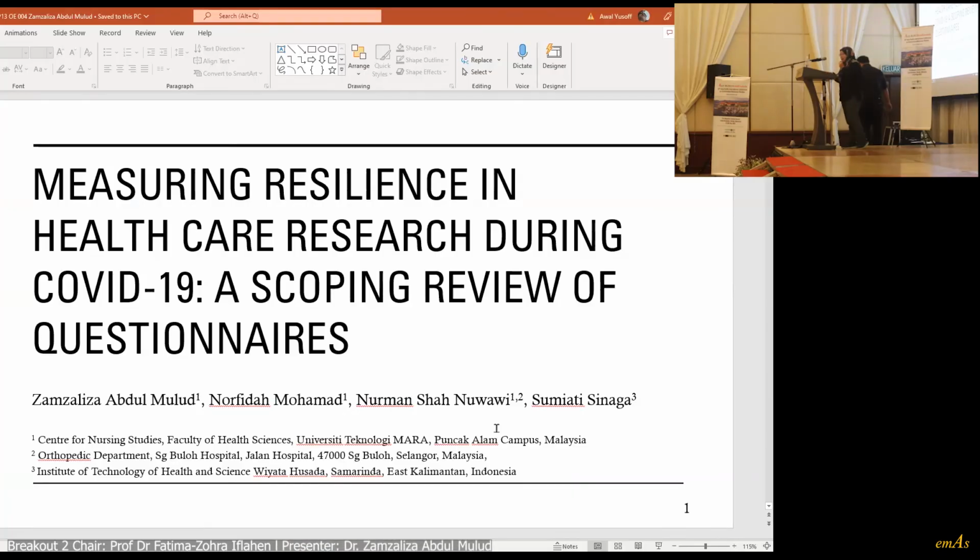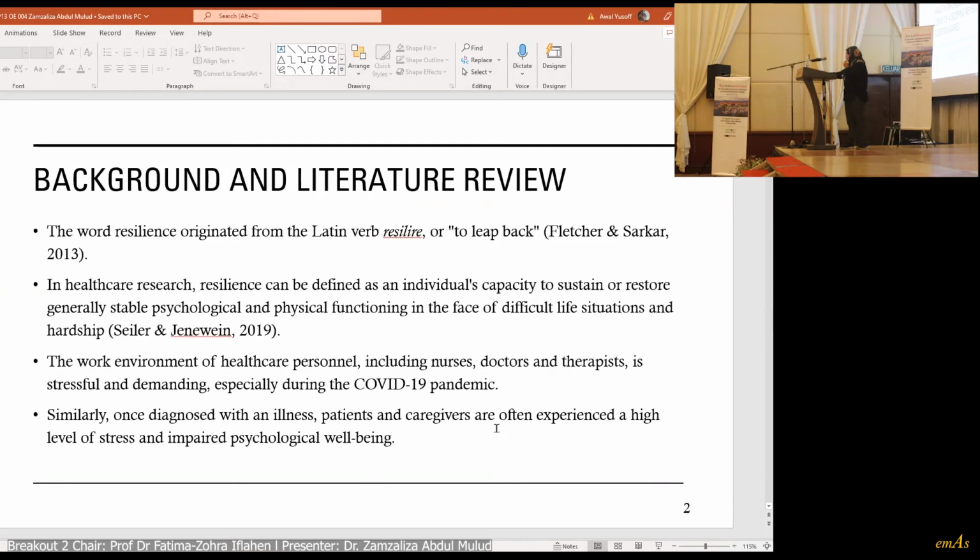So I'll continue my presentation. My title this afternoon is Measuring Resilience in Healthcare Research During COVID-19: a scoping review of questionnaires. So now I move away from low back pain, but this study is still related to healthcare research. My team consists of 4 members: Ms. Norfida, Mr. Norman, Ms. Sumiati Sinaga, and myself, Zamzaliza. We are from the Center for Nursing Studies, Faculty of Health Sciences, UiTM, Puncak Alam campus.